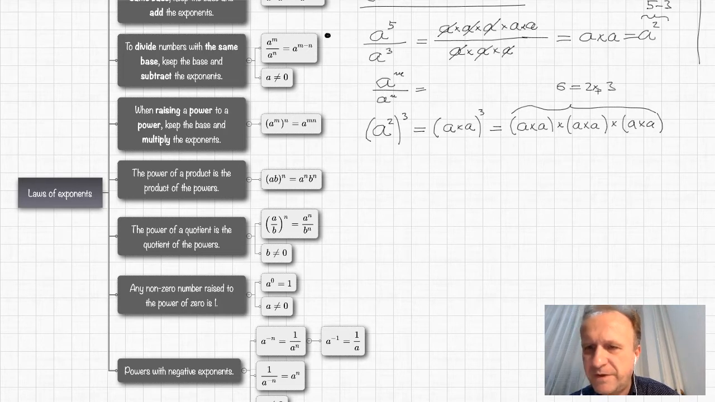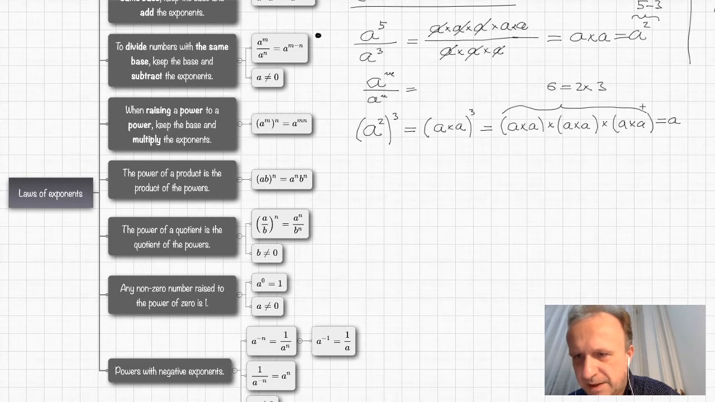Okay, 3 pairs of factors of a. 3 times 2 or 2 times 3, whatever. So it's a to the power of 6. Okay, so it must be, as you can see, a to the power of 6, where this number 6 is obtained as a product of these two powers.